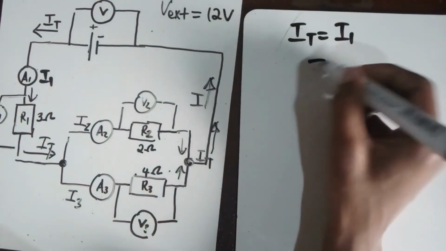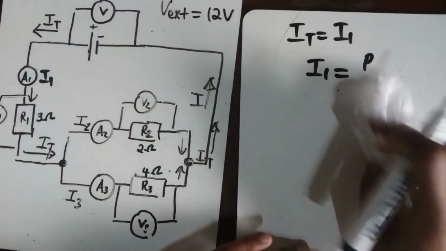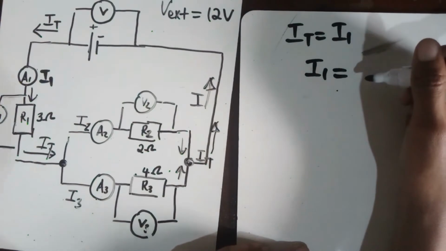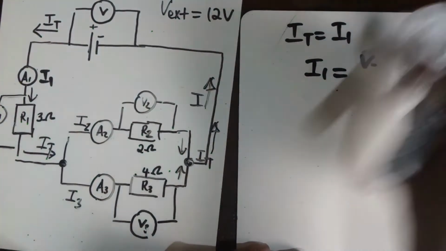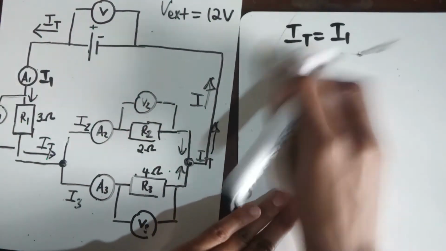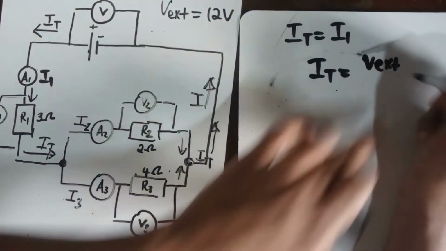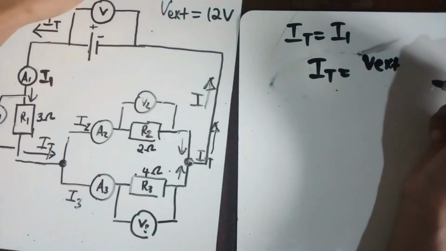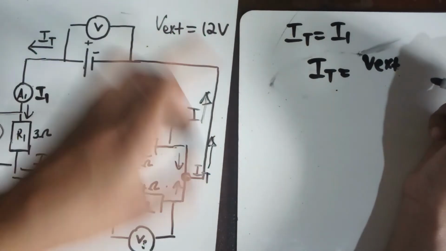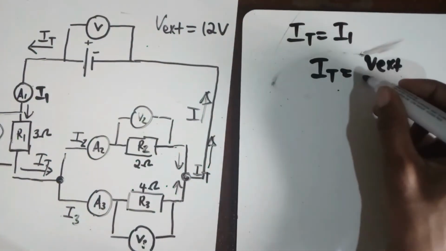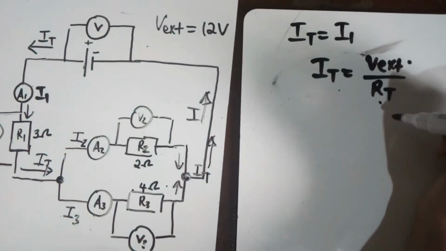To find IT, we can simply use Ohm's law, and say it's V over R. So IT is equal to V external, which is the total potential difference supplied by this battery to the external circuit, divided by RT. We know what RT is. We already know the value for this.